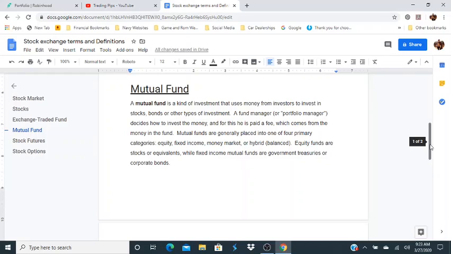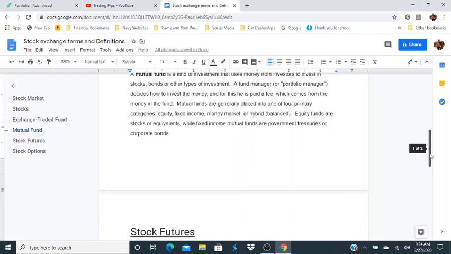So what are they saying? They're basically saying, hey, this is another fund that's been created, but it's managed by a fund manager or portfolio manager. And this person decides where your money is going to be invested. So they put it in whatever stocks, bonds, or whatever investment tool they feel fit to put it in, in order to make money for you, them, and the company as a whole.